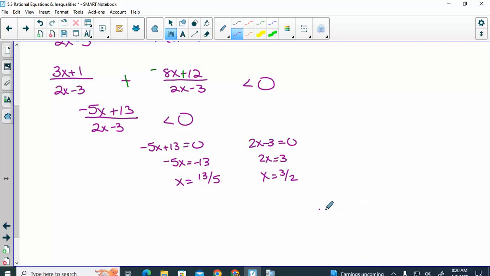So 3 halves and 13 fifths are where it can change sign. I'm going to graph it to figure out what my sign is. So I am graphing this fraction. You need to put parentheses around both the numerator and denominator.